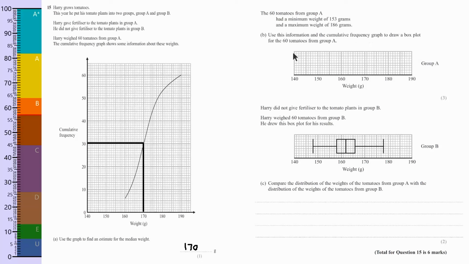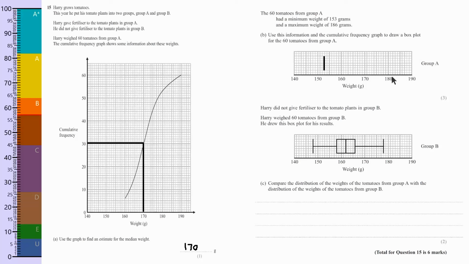So for a box plot you need 5 things. You need the minimum weight, you need the lower quartile, you need the median, you need the upper quartile, and you need the maximum weight. So we've got 2 of those things already, so let's plot those on. So if that's 150 there, and it's very difficult to see this, then 153 would be there, roughly. Okay, so each one of these squares is worth 1 on this, but always check.